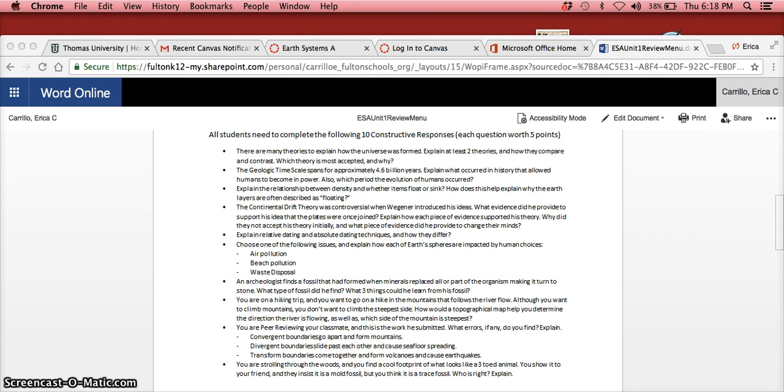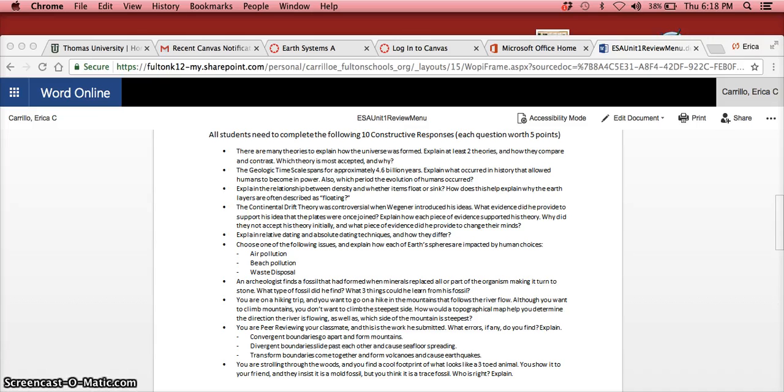With our issues, you would need to explain how the Earth spheres are impacted by human choices. Well, air pollution. We have tons of examples of how we impact our four spheres. Our geosphere is being damaged by all of the emissions, all the factory fumes that are being exerted into it. It's damaging and weathering and eroding our land. We also have our atmosphere being impacted.